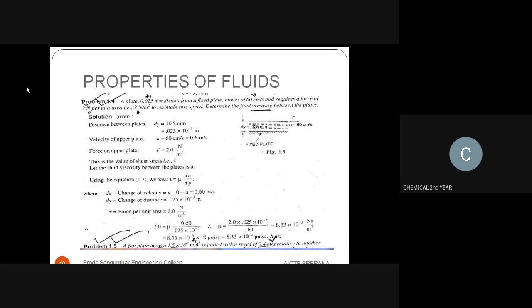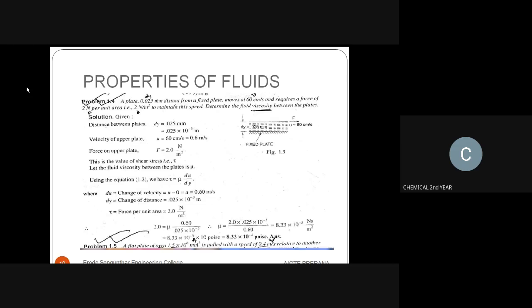So now we will discuss the various properties such as viscosity, density, shear stress, specific volume, specific weight. There are a number of properties available for the fluid. The important problems related to the properties of fluid that have been asked in previous years' GATE questions, we are going to discuss one by one. Okay. So take a look at the first problem.